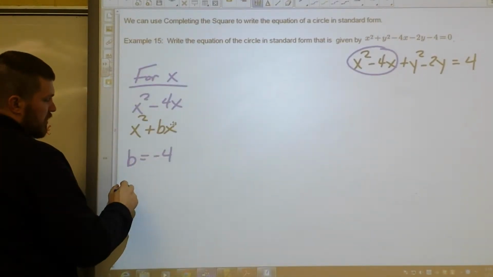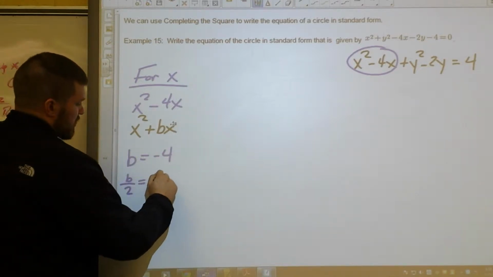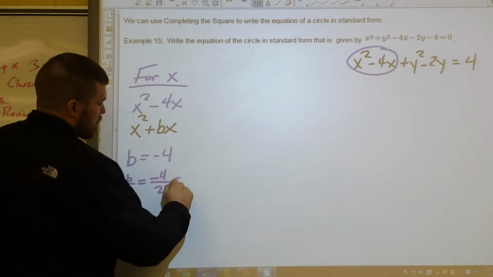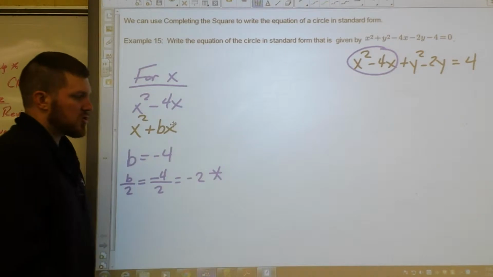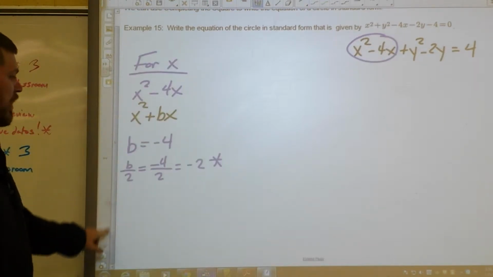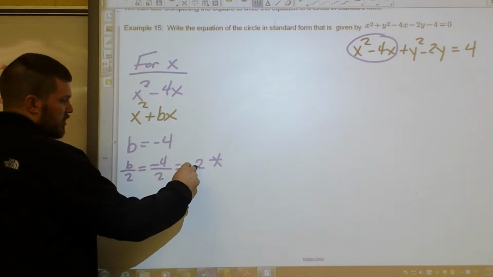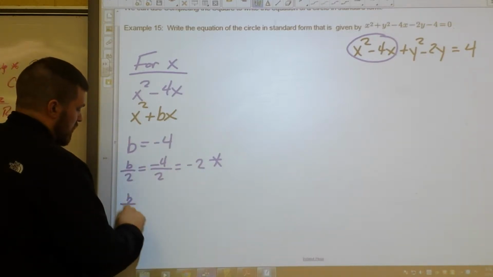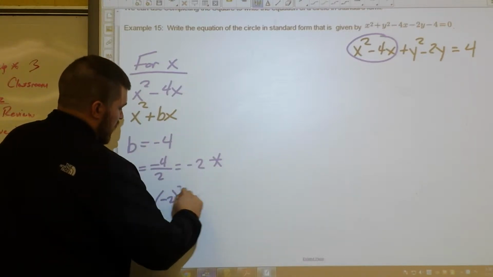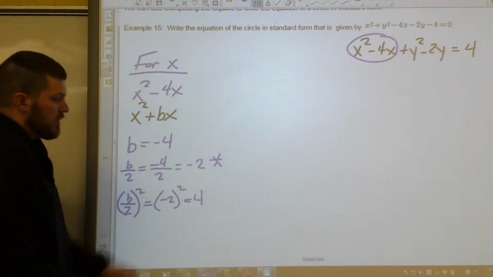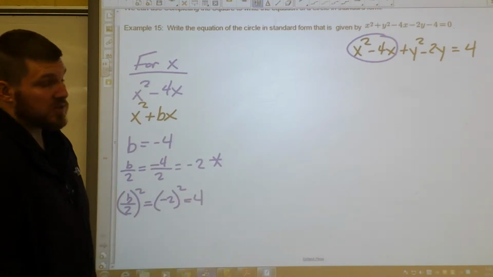The next step in the completing the square process was to divide by 2, so b divided by 2. In this case, negative 4 divided by 2 is negative 2. I'm going to put a star next to this one because this is going to be super important in just a minute. Then we take negative 2 and square it, so negative 2 squared is positive 4. This number that we found, once we squared it, we have to add to both sides of our equation.